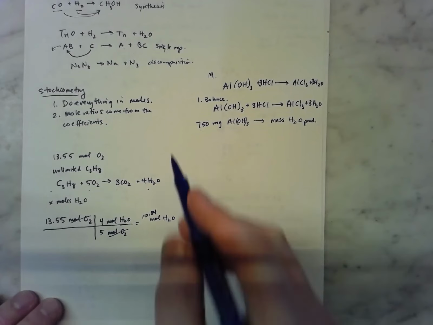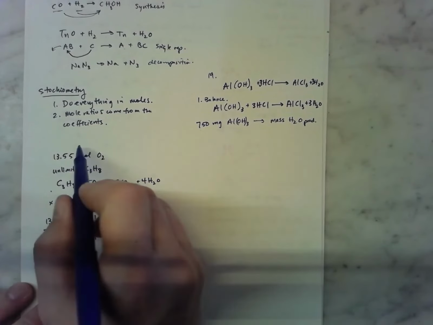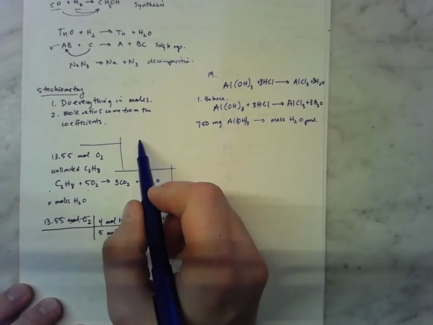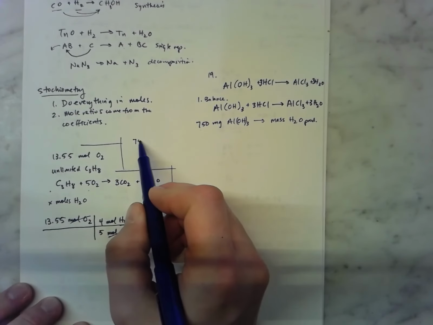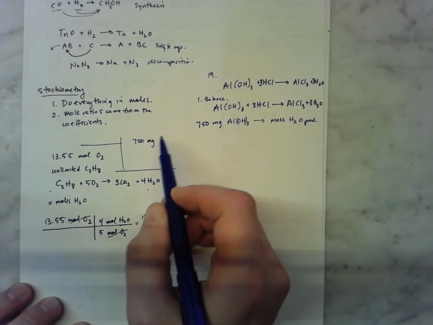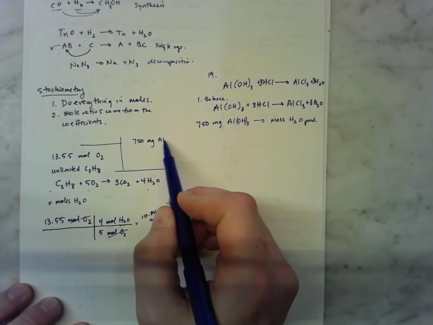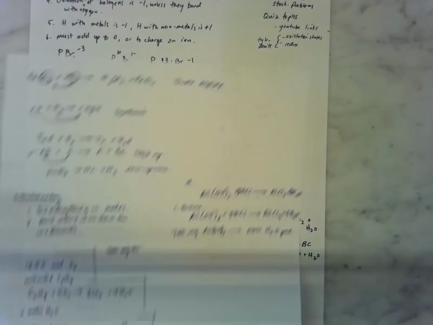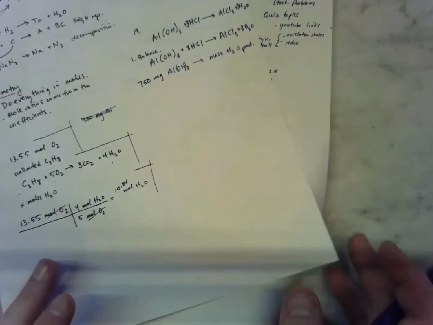Okay, I'm just going to draw this separately. All right, so what do we have? We have 750 milligrams Al. Wait, I can already tell I'm going to be out of space here. Let me.